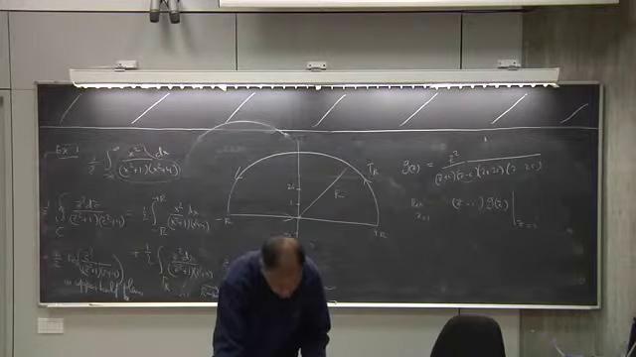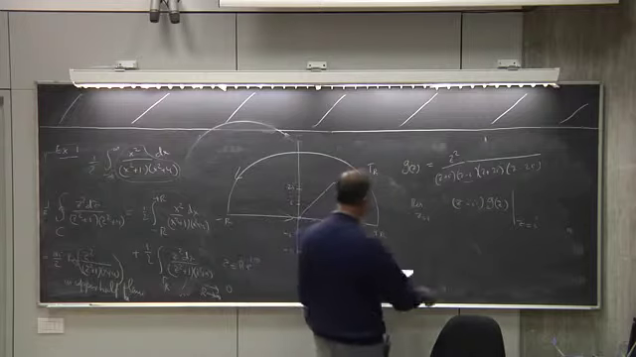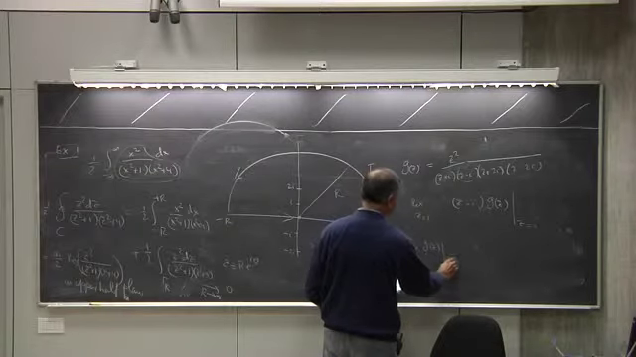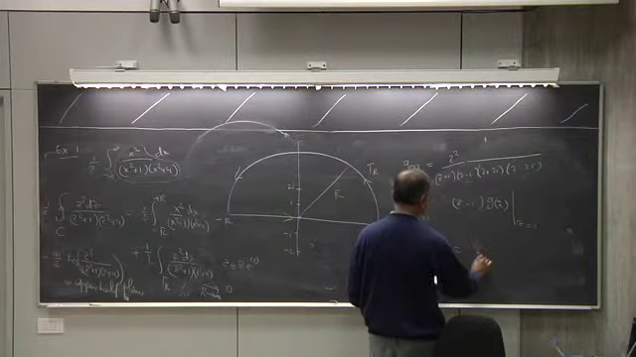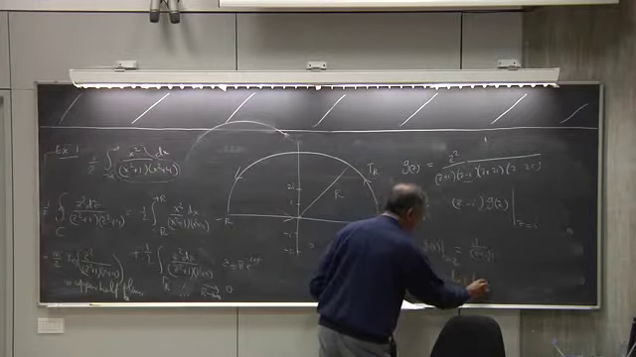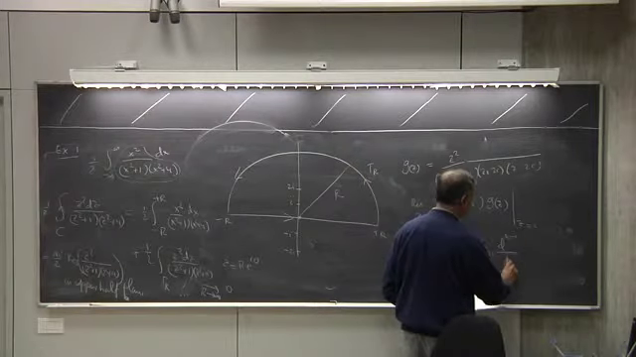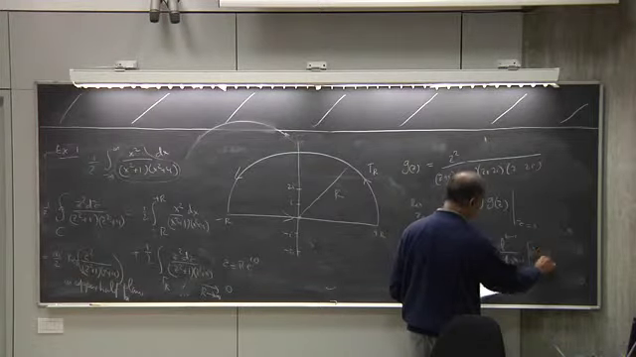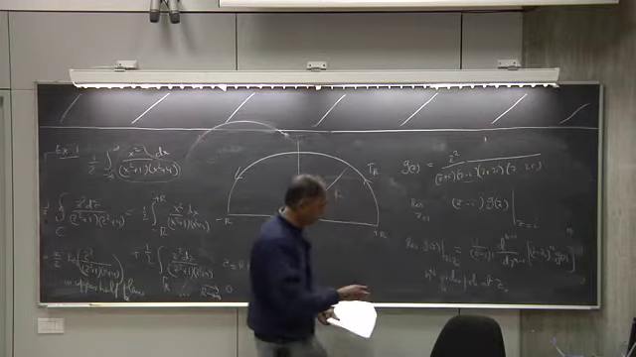The general formula was: the residue of some function g of z at some z naught, assuming that it is an nth order pole at z naught, is 1 over factorial n minus 1, times d to the n minus 1 by dz to the n minus 1 acting on z minus z naught to the power of n times g of z, evaluated at z naught.